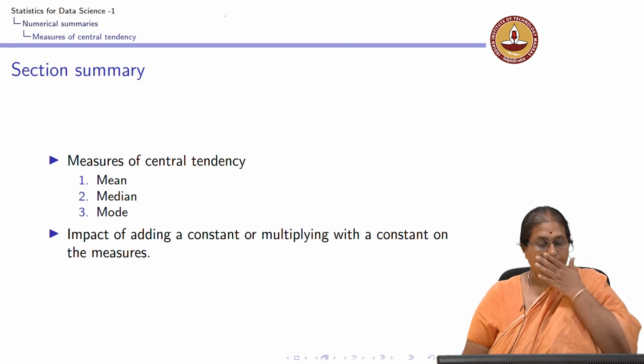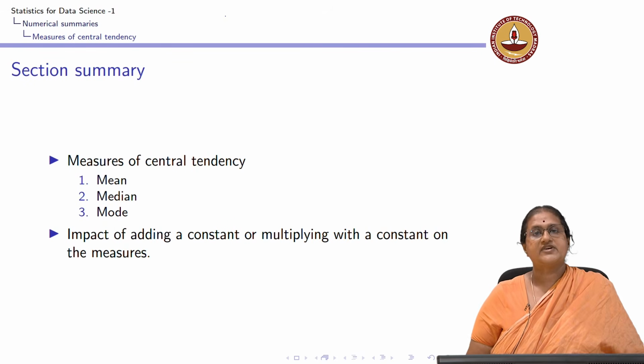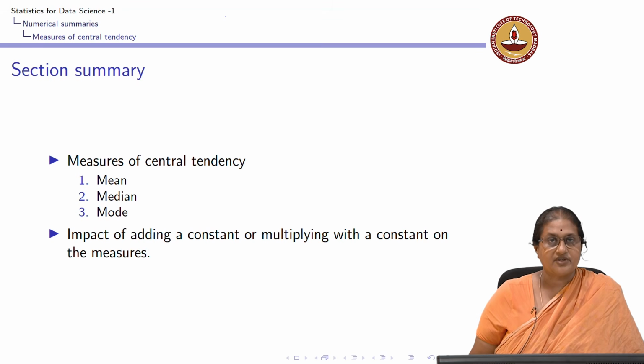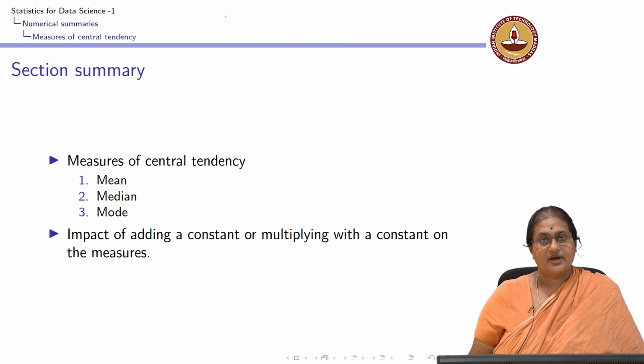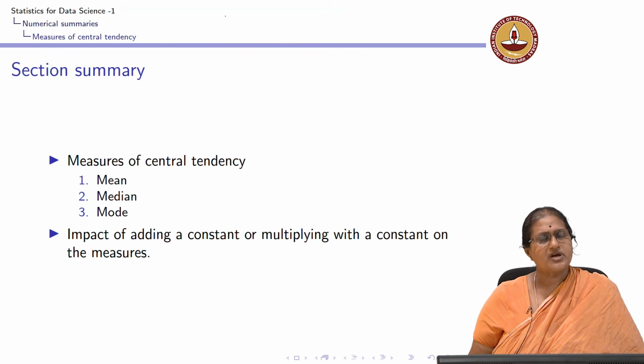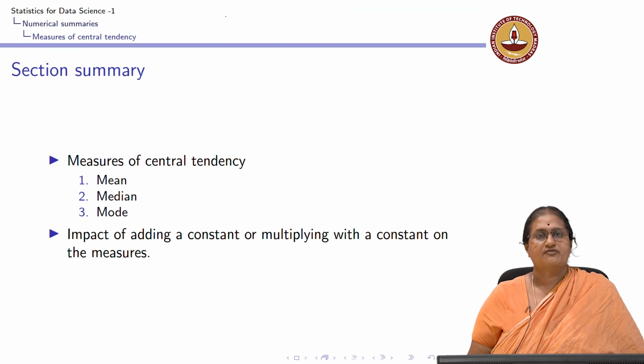So moving forward, what we have seen so far is that we have studied the measures of central tendency. Namely, we looked at what is the mean. We defined both the population mean and the sample mean, but then our discussion centered mostly around the sample mean. Then we moved on to define what is a median of a data set and then what is a mode of a data set. For each one of these measures, we saw what was the impact of adding a constant or multiplying with a constant on the measures. That's what we have.